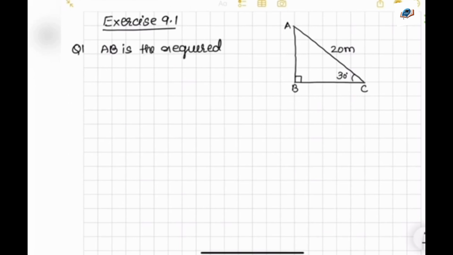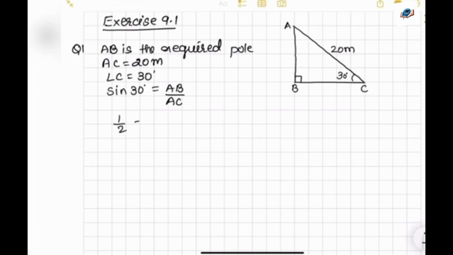So, can I say sine 30 equal to AB upon AC? Sine 30 will be 1 by 2, equal to AB, which I don't know, upon AC, that is 20. From this I can say AB equal to 20 by 2. Therefore, AB will be 10 meter.